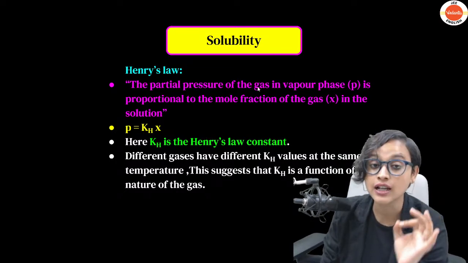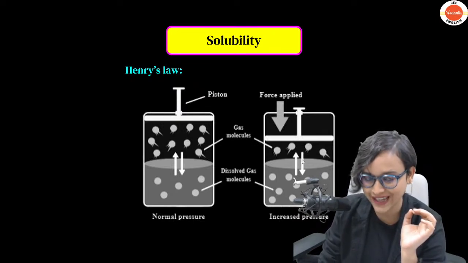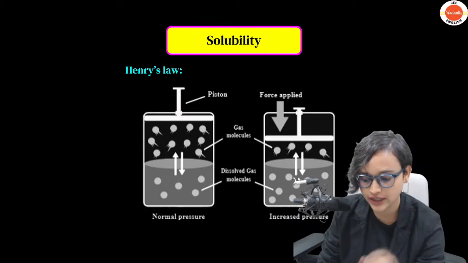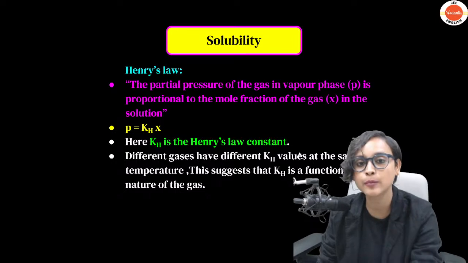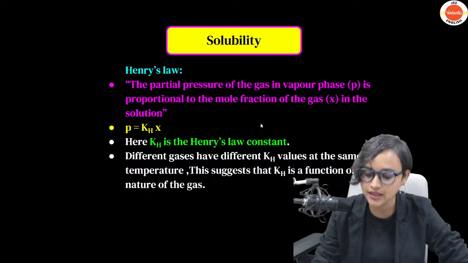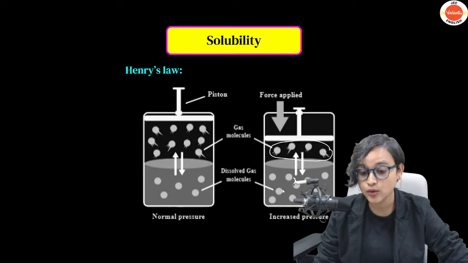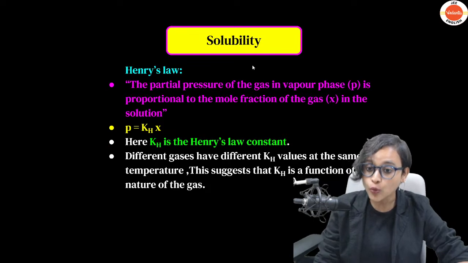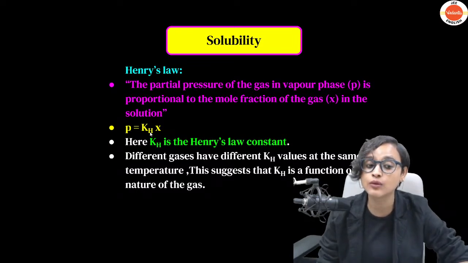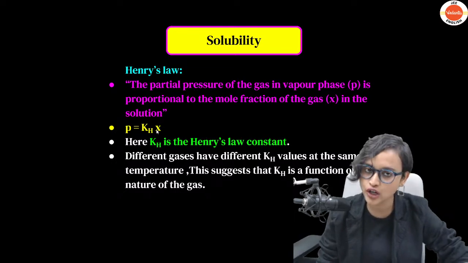Alright, what he said is partial pressure of the gas. The partial pressure of the gas in vapor phase is proportional to the mole fraction of the gas in the solution. The partial pressure of the gas in vapor phase is equal to number of moles present in the solution. That's it. Which we can also write as P is equal to KH chi. It's not X, it's chi.